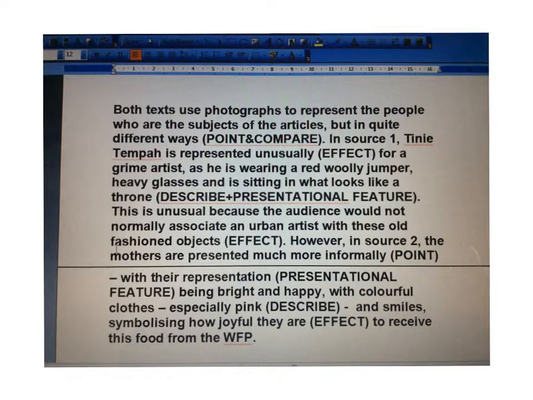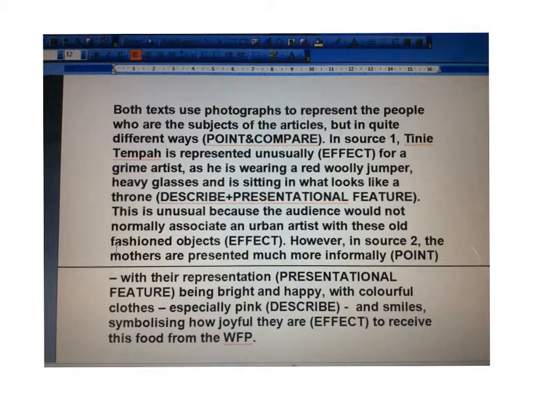In source 1, Tiny Temper is represented unusually, so there's an effect, for a grime artist, as he's wearing a red woolly jumper, heavy glasses, and is sitting in what looks like a throne. So you've described it and you've talked about a presentational feature. This is unusual because the audience would not normally associate an urban artist with these old-fashioned objects. There's the effect on the audience.